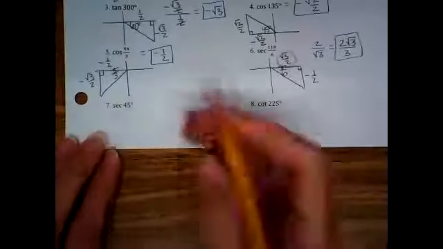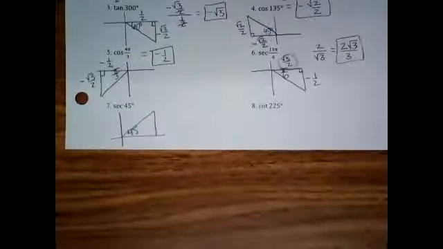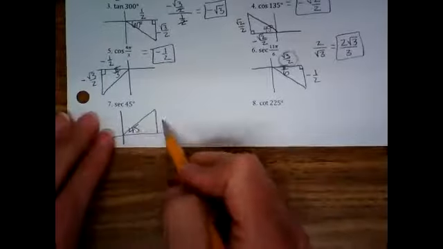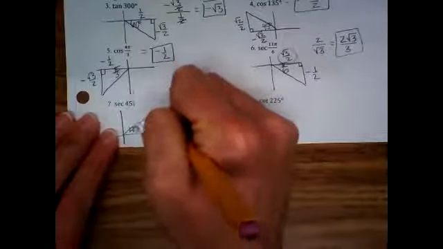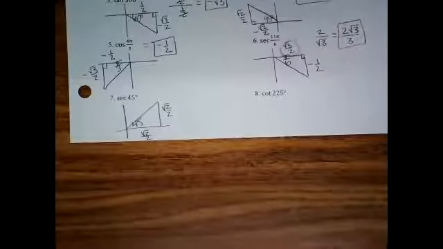All right, where's 45? Bless you. Oh, I wrote it in. The reference angle is 45 because you're in quadrant 1. So what goes across from that? Good. That means the other side is also square root of 2 over 2. They're both positive because you're in quadrant 1.